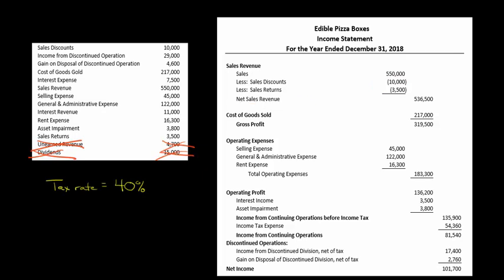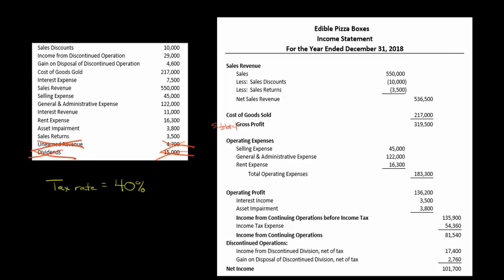Once we have the net sales, we subtract out the cost of goods sold to give us gross profit. And gross profit, remember, is just a subtotal. It's not an actual account of its own. It's not something you debit or credit. So that's a subtotal. And then we're going to go and look at our operating expenses.